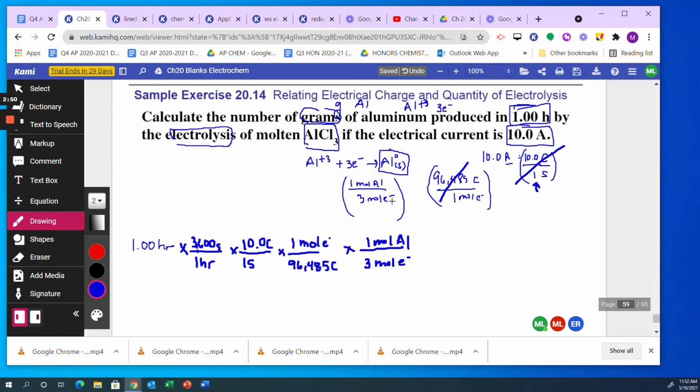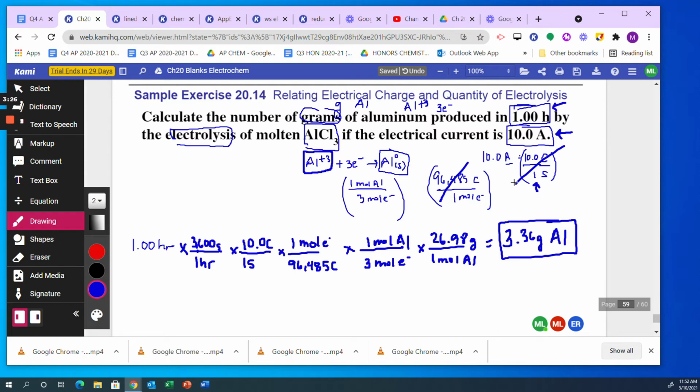I'm really reducing aluminum plus 3, so I can do aluminum plus 3 here, but the molar mass is the same, so it doesn't really matter. So 1 mole of aluminum is 26.98 grams. And that will give me how much aluminum I will make. If you do the math, you should end up with 3.36 grams of aluminum is what you will produce if you give it 10 amps and you let it go for an hour.